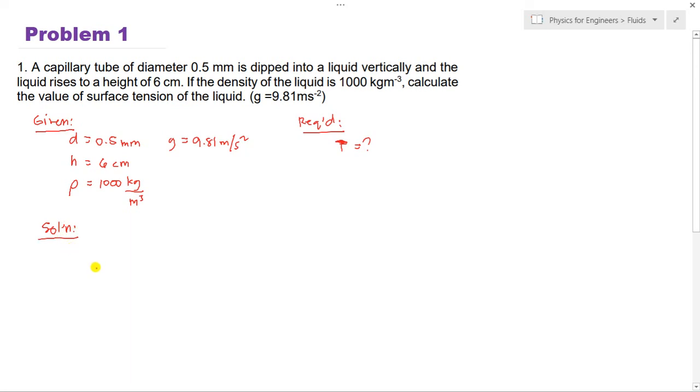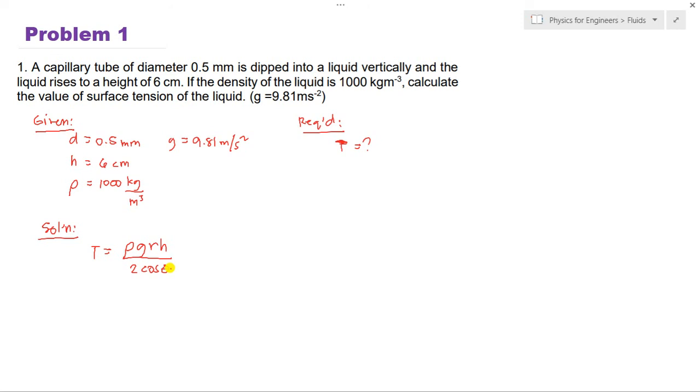Since nakaderive naman ta ug formula for surface tension that is applied on a capillary tube, so therefore that is T is equals to density of the fluid multiplied by gravity multiplied by the radius multiplied by the height divided by 2 cosine of theta. Okay, so here walay given ang angle.